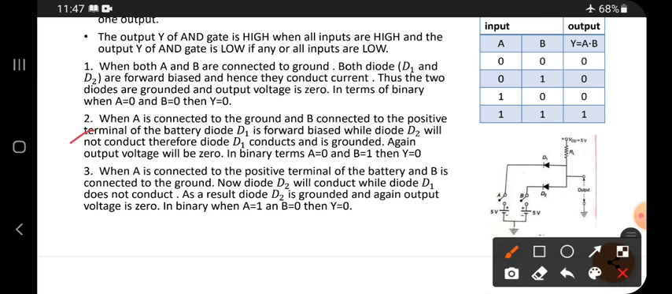When A is connected to the ground and B is connected to the positive terminal.